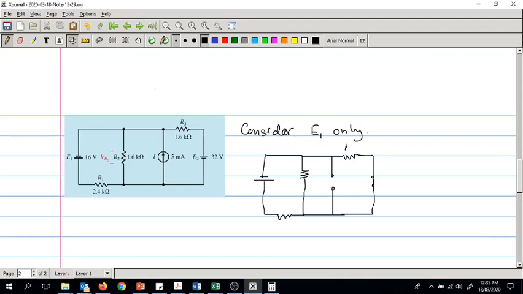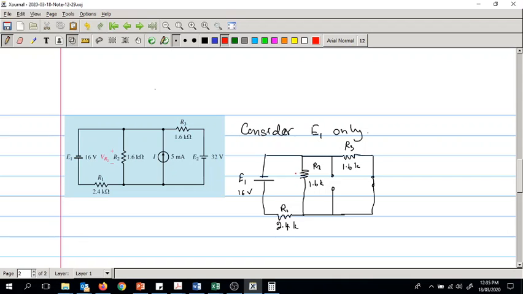Right, so this is R3, 1.6K, and this is 1.6K again. And this is R2. This is where we want to find the voltage across, and E1 is 16 volts and R1 is 2.4K. Okay, now we can see that I'll label this.